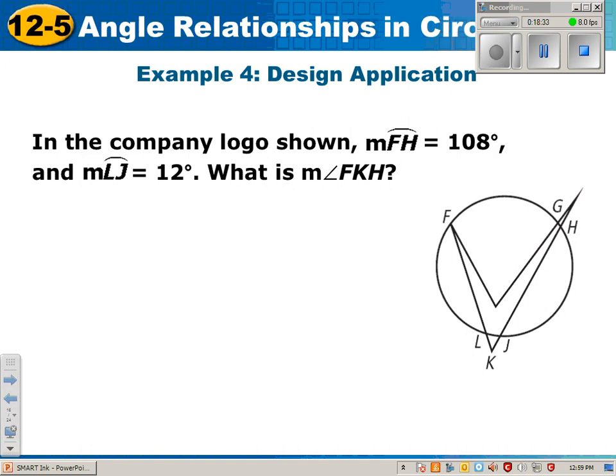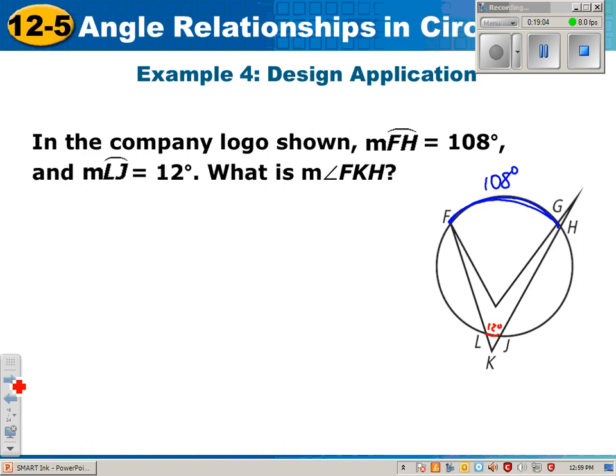In the company logo shown, the measure of arc FH is 108. Which direction do I go from F to H? Shortest distance, because it was 2 letters. So I'm going to go from F to H, and H is all the way over here, and that's 108. Okay, measure of arc LJ. One more time, it was 2 letters, so I'm going the shortest distance from L to J is 12 degrees.